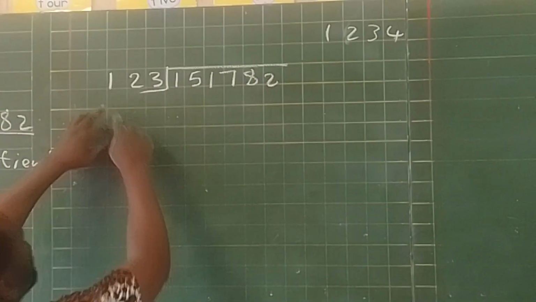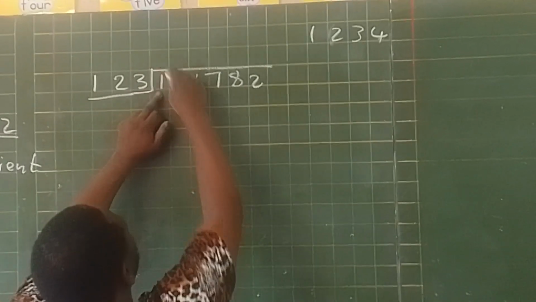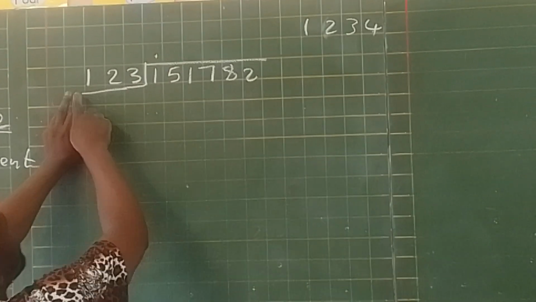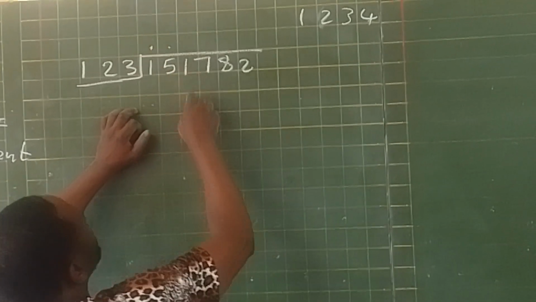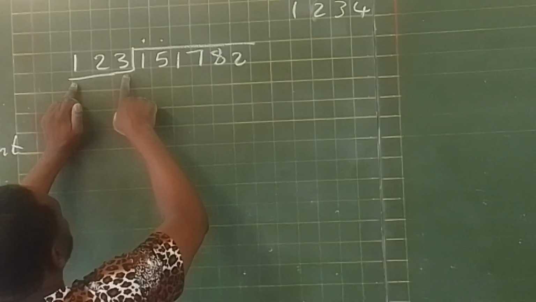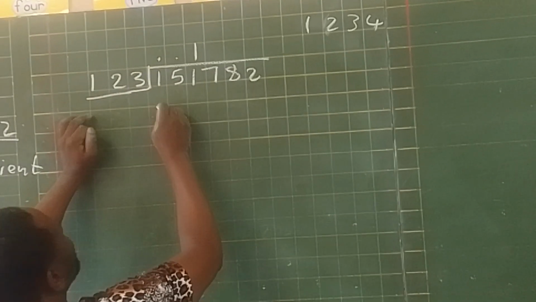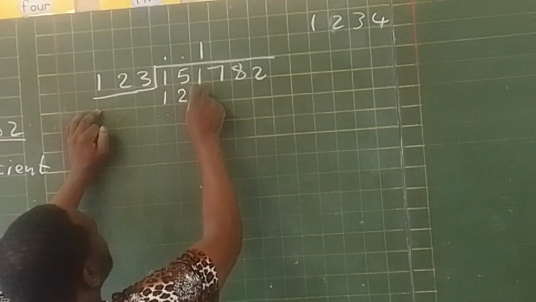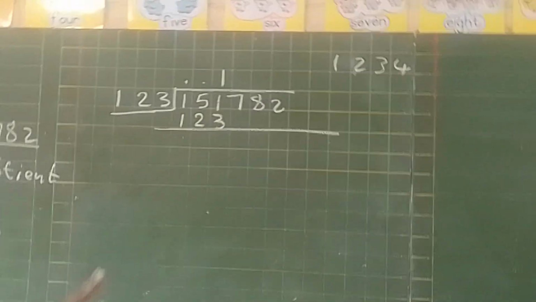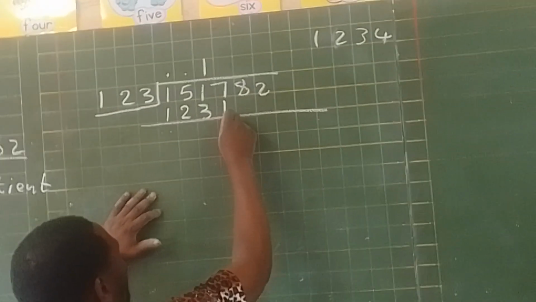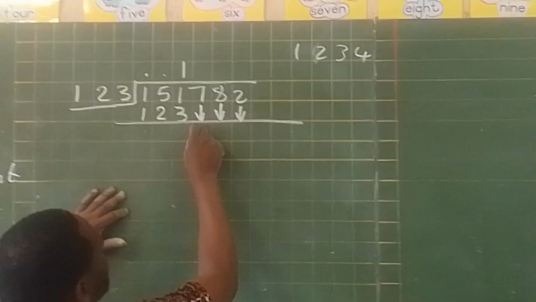Let's go. Right. 1 divided by 123 is impossible. 15 divided by 123 is impossible. 151 divided by 123 is 1 time. 1 times 123 is 123. How many numbers did we not use? 3 numbers. 7 comes down, 8 comes down, 2 comes down.